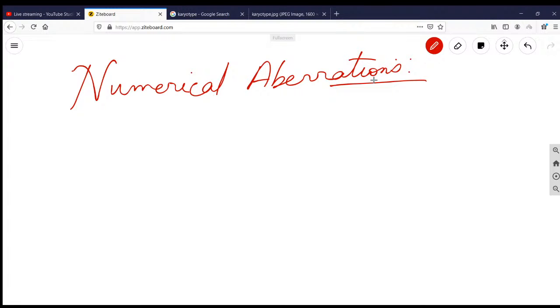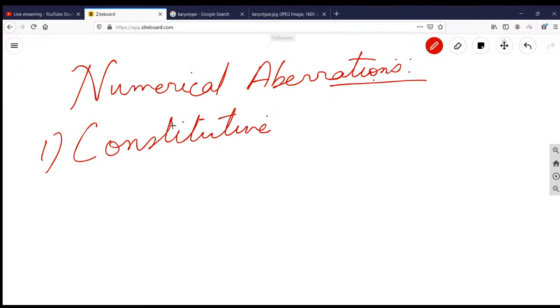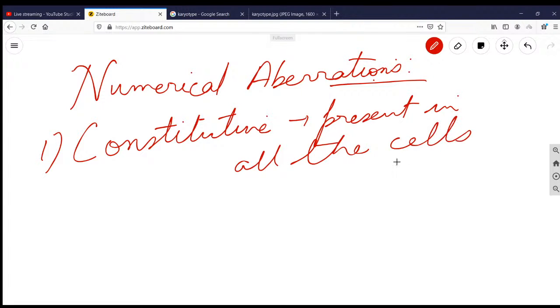Number one is constitutive. Constitutive means present in all the cells, due to meiosis. Because when meiosis occurred, the sperm only had that chromosomal defect. So the zygote had the chromosomal defect, so every cell has that chromosomal number defect.